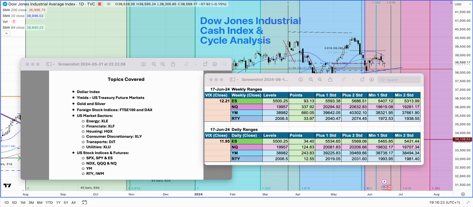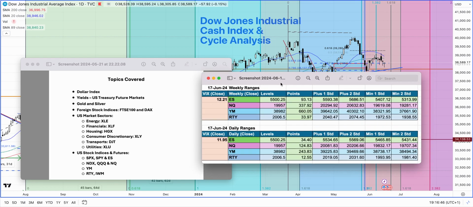Briefly, we'll cover some of the sectors such as the stocks, the semiconductors, maybe consumer discretionary, utilities, perhaps transporters, and then we'll take a deep dive into the US stock indices and futures and cover the S&P 500, NASDAQ, Dow Jones, and Russell 2000.